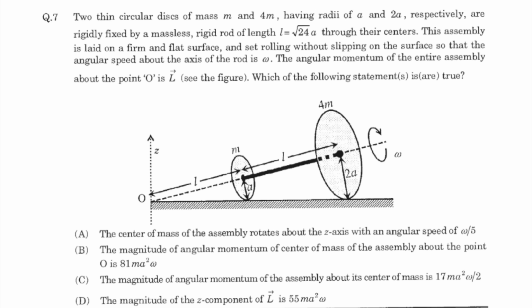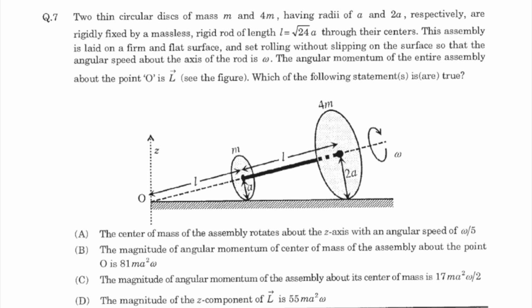Take a look at this question here. This is what we're going to be working through today. So two thin circular discs of mass m and 4m, having radii of a and 2a respectively, are rigidly fixed by a massless rigid rod of length L equals square root of 24a through their centres.